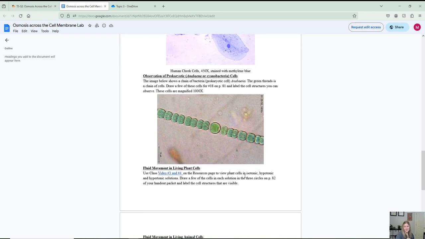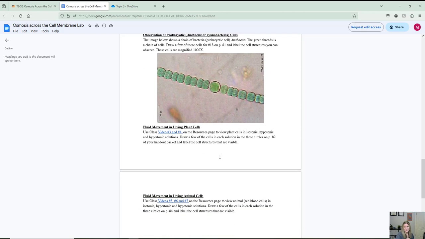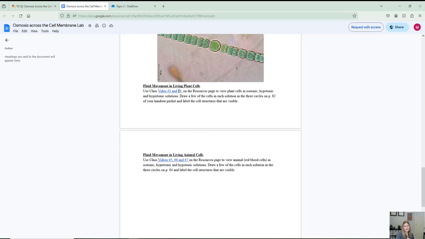And then finally we have our prokaryotic cell, in this case cyanobacteria. Each one of these is an individual bacterial cell, so you can see what they look like. And then finally within this document we have a couple of videos of movement of liquid within a plant cell versus an animal cell. You can see what happens when we place a plant cell in an isotonic versus hypertonic versus hypotonic solution, as well as a video of our red blood cells, what happens when we put them in isotonic, hypertonic, and hypotonic solutions.